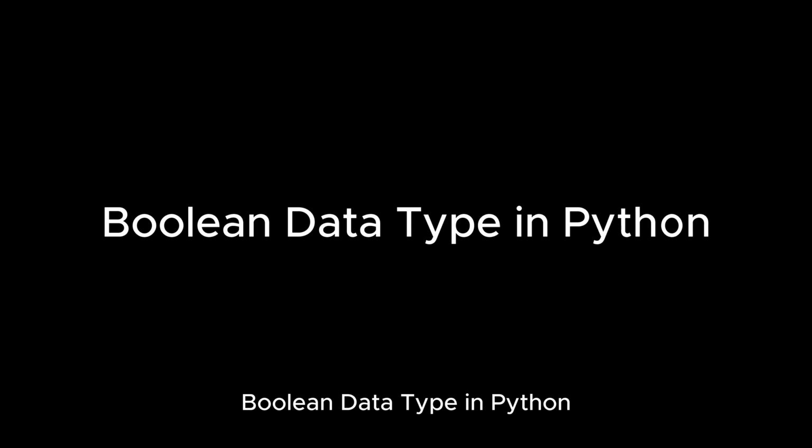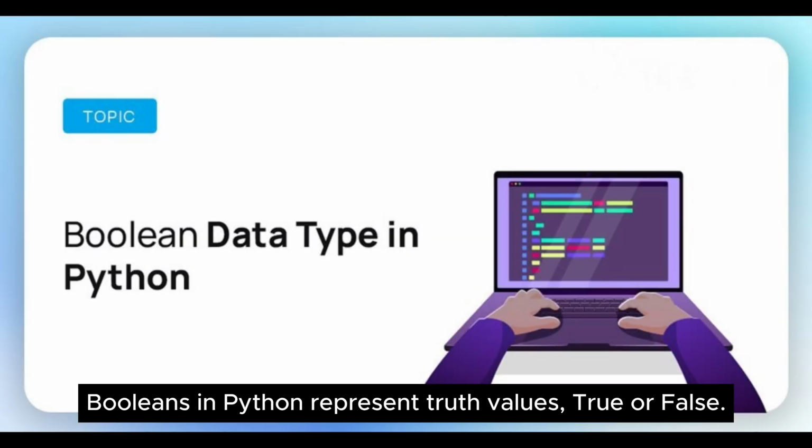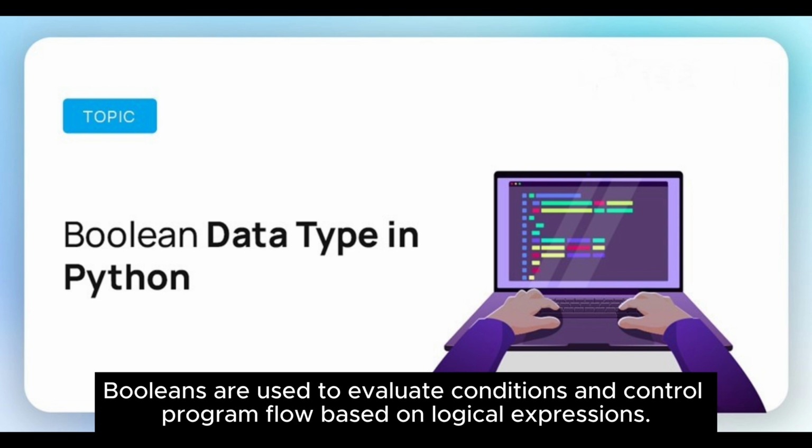Boolean data type in Python. Booleans in Python represent truth values, true or false. Booleans are used to evaluate conditions and control program flow based on logical expressions.